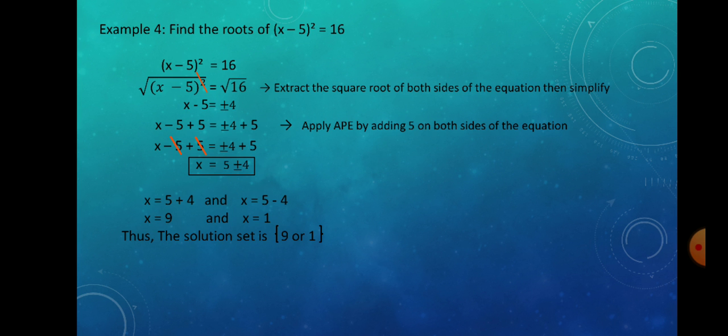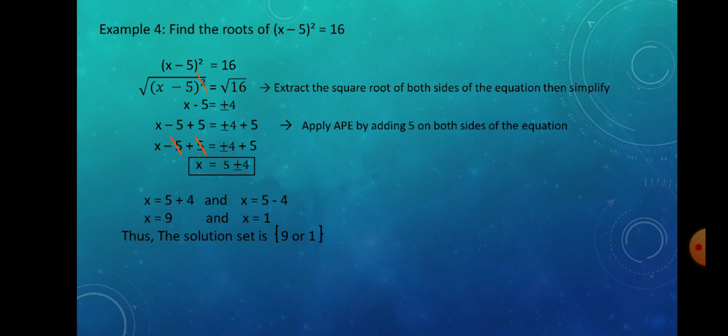For number 5, find the roots of x minus 5 squared is equal to 16. So, extract the square root of both sides. It becomes square root of x minus 5 squared is equal to square root of 16. So, we can cancel our radical sign and our square. So, what is left is x minus 5. So, what is the square root of 16? The answer is positive or negative 4.